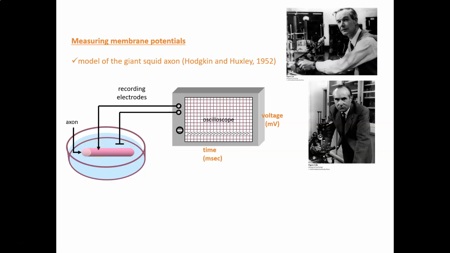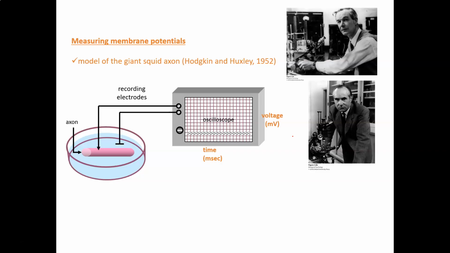Then they used two electrodes. One was a recording electrode, which was placed in the actual axon, and the other was placed on the outside, which is called a grounding electrode. Both of them were attached to what's called an oscilloscope that measures changes in electrical current or voltage over time.